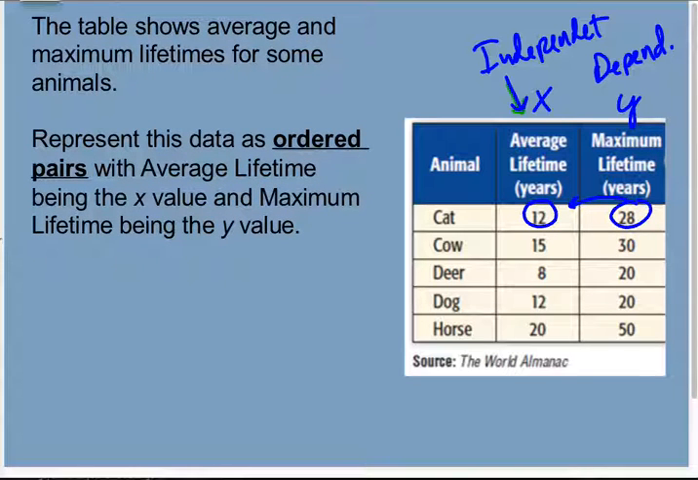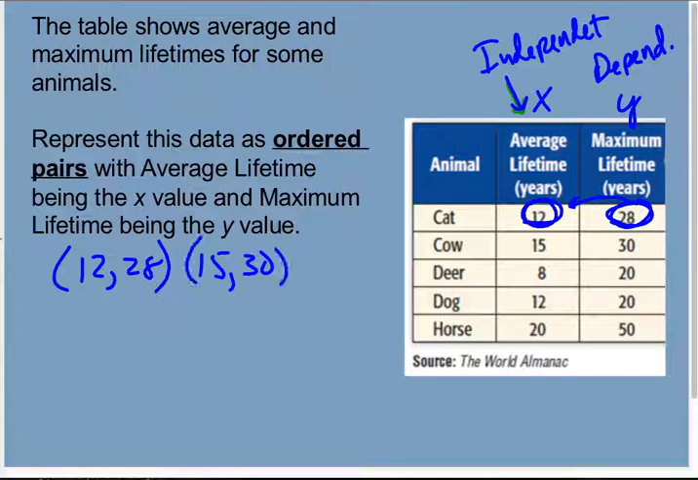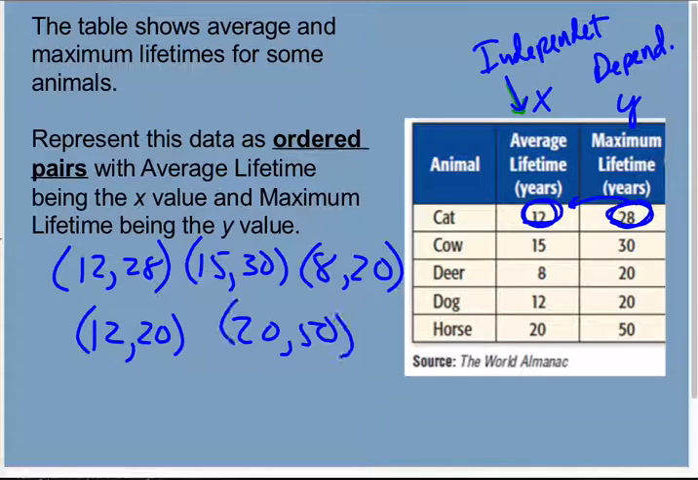You can see if x is 12 and 28 is your y, that's going to be 12, 28. 15 and 30 is the next ordered pair, x and y. 8 and 20. 12 and 20 for the dogs. And 20 and 50 for the horses. A horse lived 50 years. That's pretty cool.